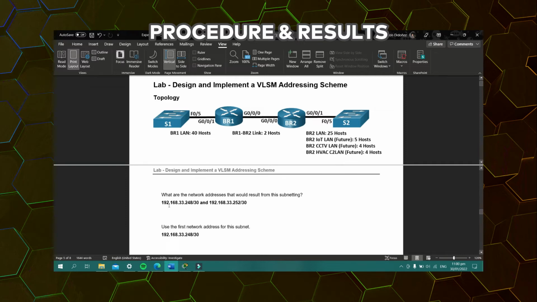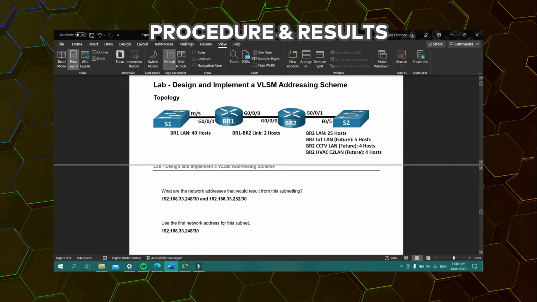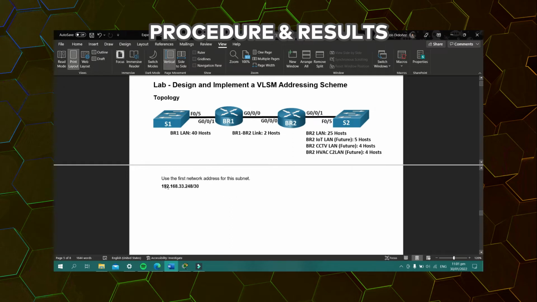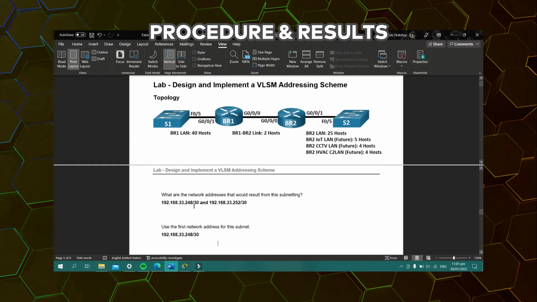And what are the network addresses that would result from this subnetting? So the results are 192.168.33.248/30 and 192.168.33.252/30. So use the first network address for this subnet. So this is the first network address, this one. So we would use it as the network address for this subnet.